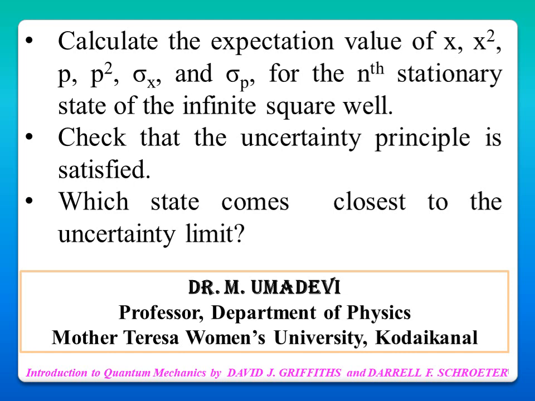Now we'll see a problem in quantum mechanics. I have taken this problem from Introduction to Quantum Mechanics by Griffiths and Schroeter. Calculate the expectation value of x squared, p squared, sigma x and sigma p for the nth stationary state of the infinite square well. Check that the uncertainty principle is satisfied. Which state comes closest to the uncertainty limit?